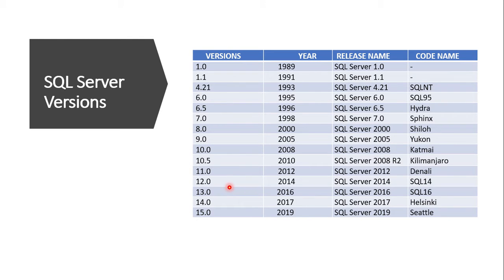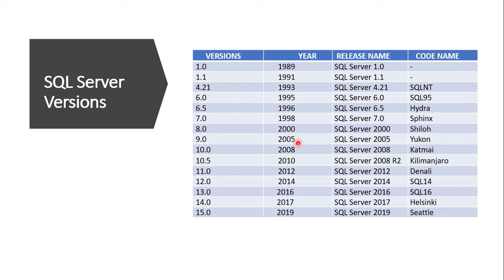So the first version of SQL Server was released in 1989 and the release name was SQL Server 1.0. This was just the first version, and they launched it to users in the market. Later on it became more popular and they introduced different kinds of versions in the market.